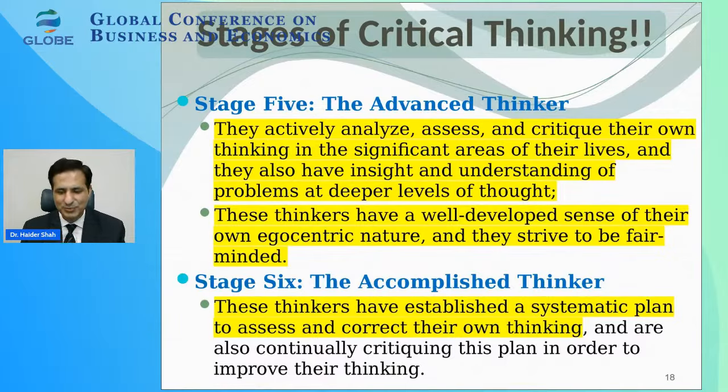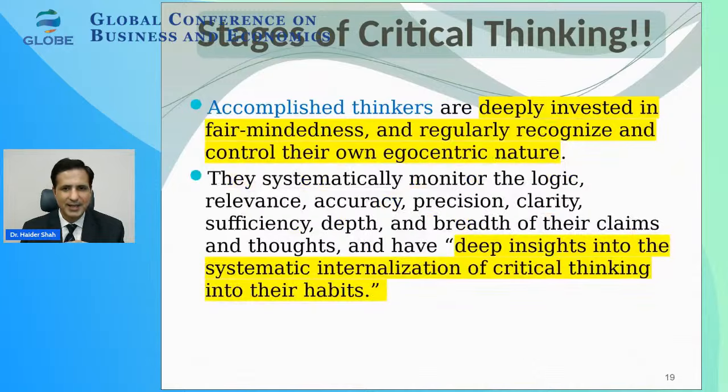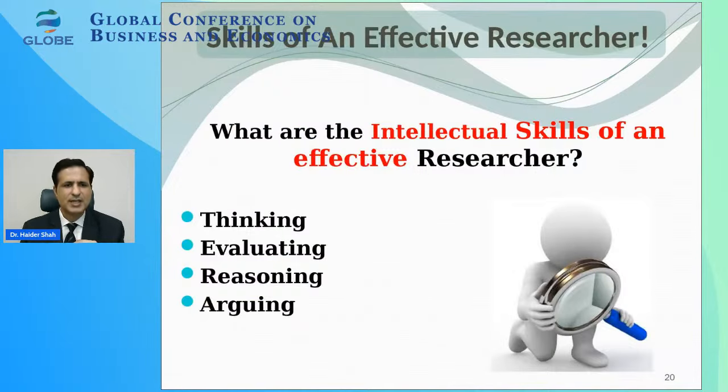And the last but not the least one is the accomplished thinker. Accomplished thinkers are thinkers who have already established a systematic plan to assess and correct their own thinking. Along with that, they also deeply invest in fair mindedness, and how they are going to regulate it. They know and recognize the patterns to control their own egocentric nature. So these are the people who come up with different illustrations, different philosophies, and explanations for things, because they know how to be fair minded and how to control their egocentric nature. So these were the 6 stages of critical thinking.